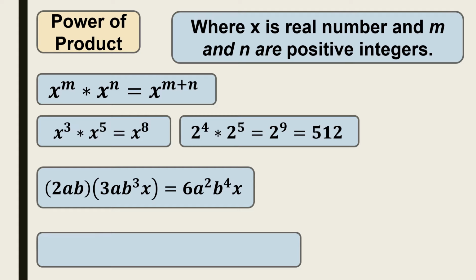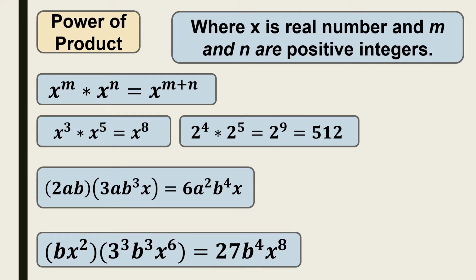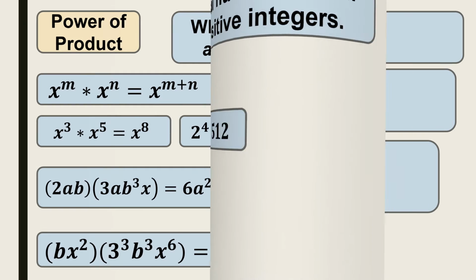So in here, you need to add only the exponents if they have the same base. And next, b x cubed squared and 3 cubed b cubed x to the sixth power is equal to 27 b to the fourth and x to the eighth. As you may see there, I just multiply b by b cubed and then add their exponents because they have the same base, and the same with x.